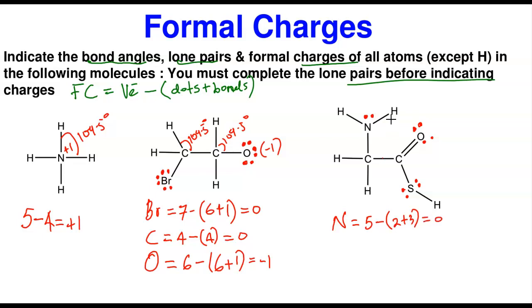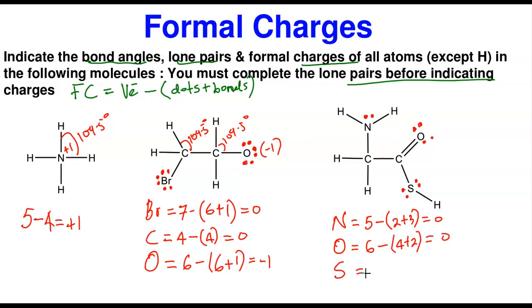So it's not charged. What about this oxygen? Oxygen is in group 6. We put 6 minus. It has how many bonds here? 2 bonds. But it has 4 dots. So it's going to be 4 plus 2, 6. 6 minus 6 is 0. It's not charged. What about sulfur?